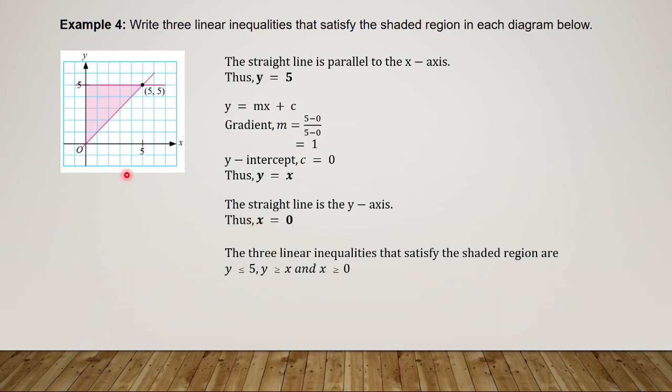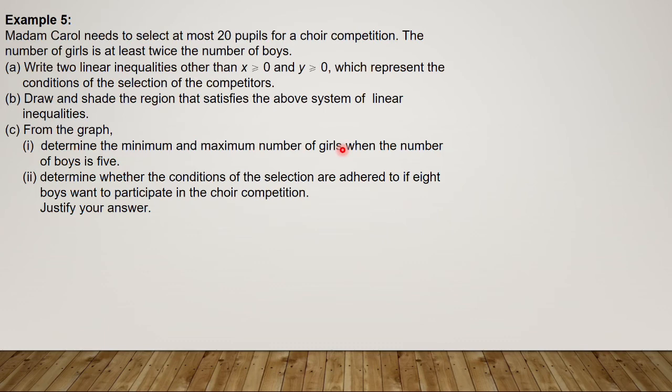And for x equal to 0, this is a line. The region is on the right. Therefore, same thing, you are going to use greater than or equal to. Okay? Now we look at example 5 here. Madam Carol needs to select at most 20 pupils for a choir competition. The number of girls is at least twice the number of boys. Write 2 linear inequalities other than x is greater than or equal to 0 and y is greater than or equal to 0, which represent the conditions of the selection of the competitors.